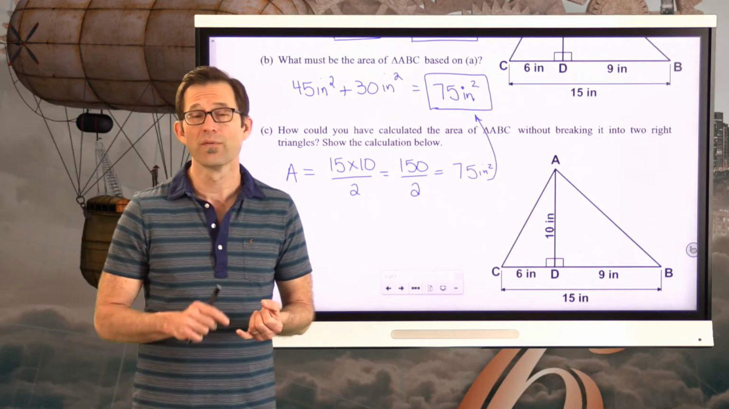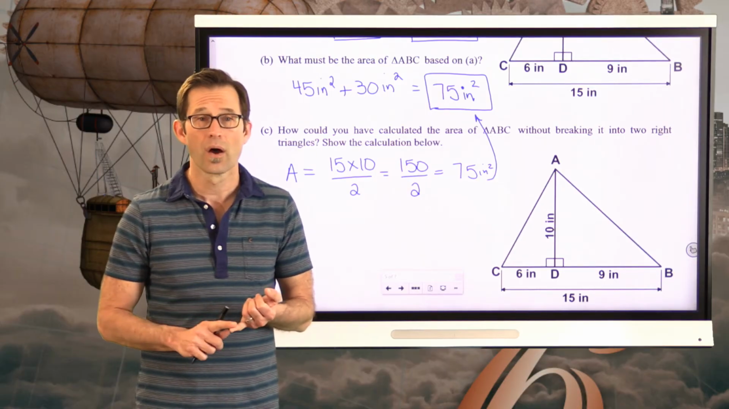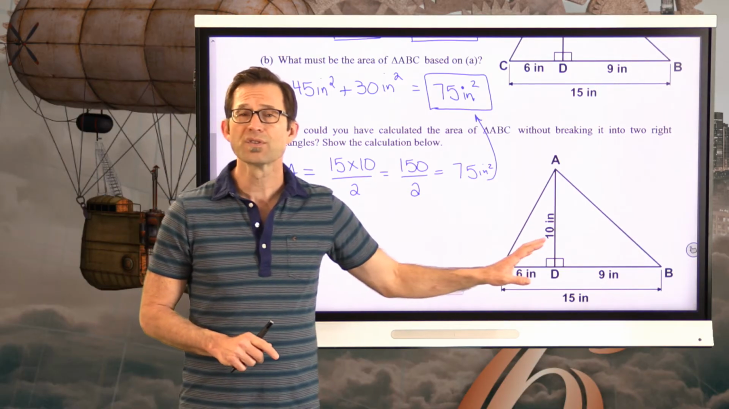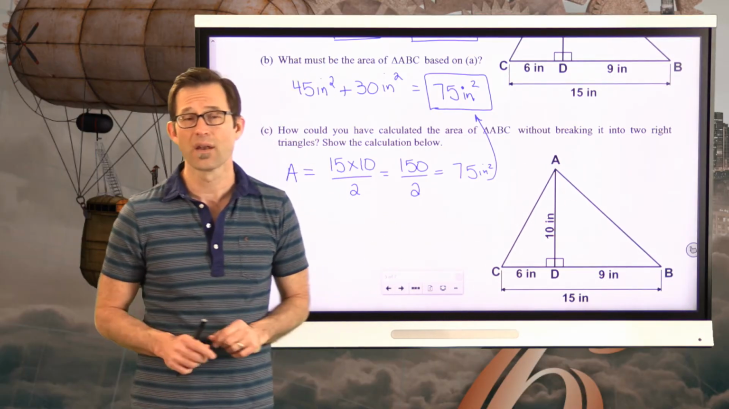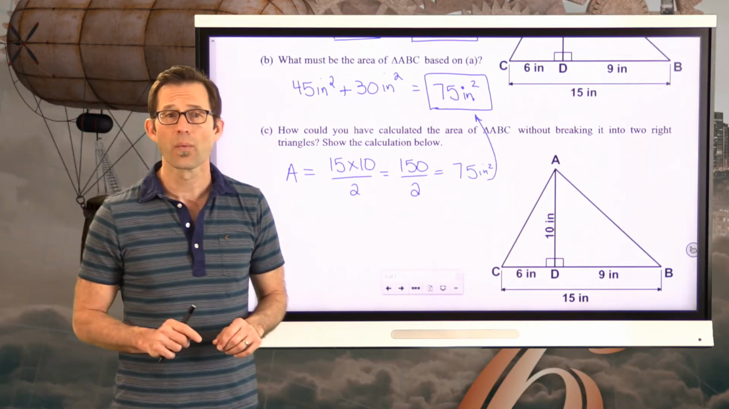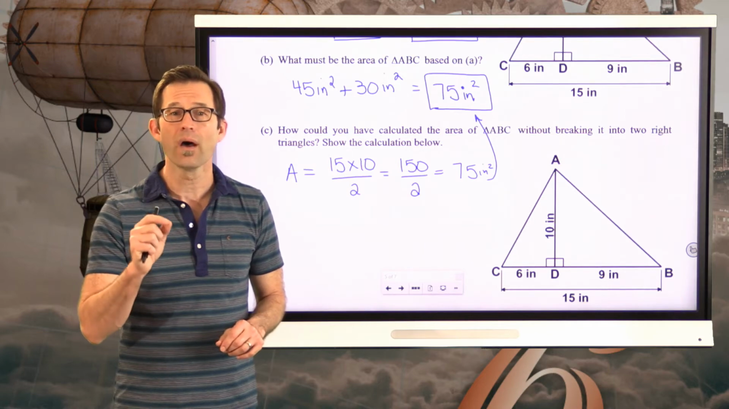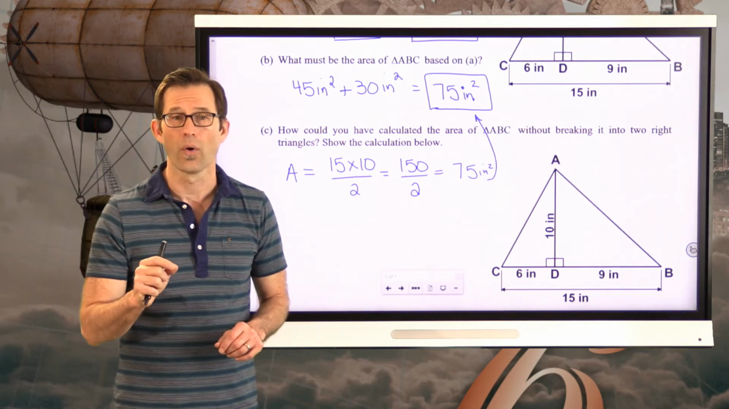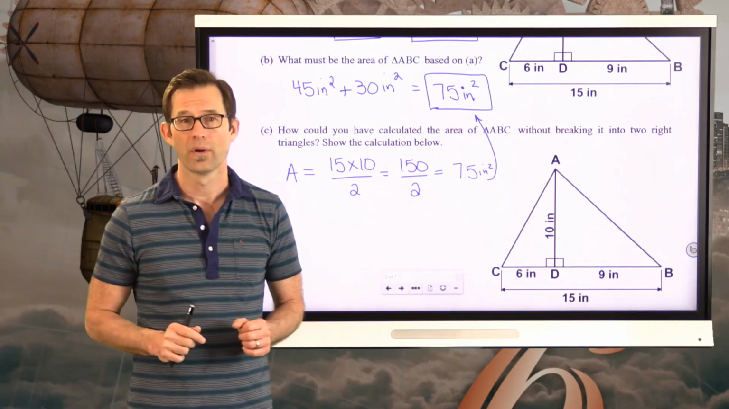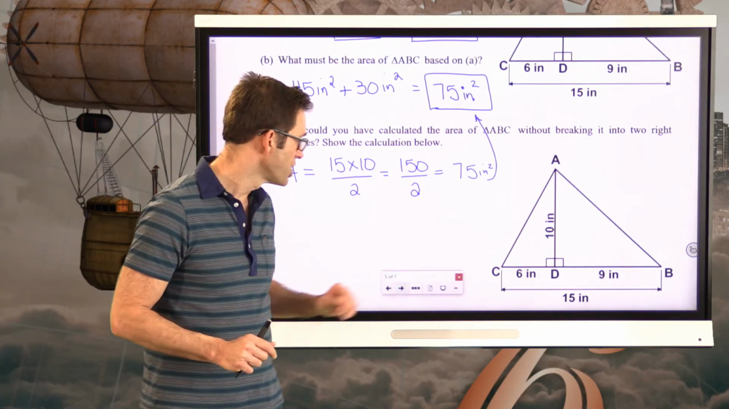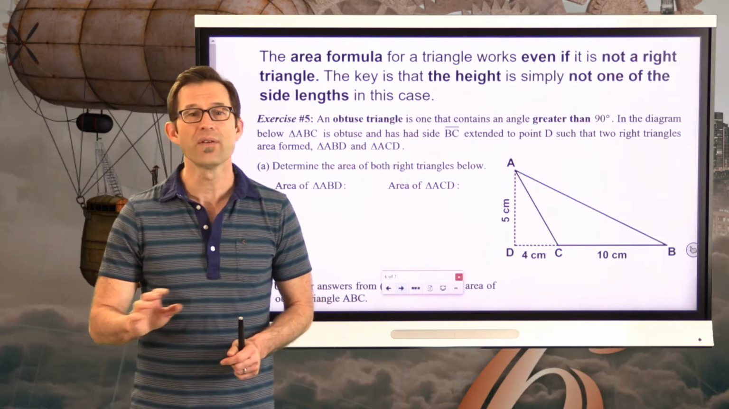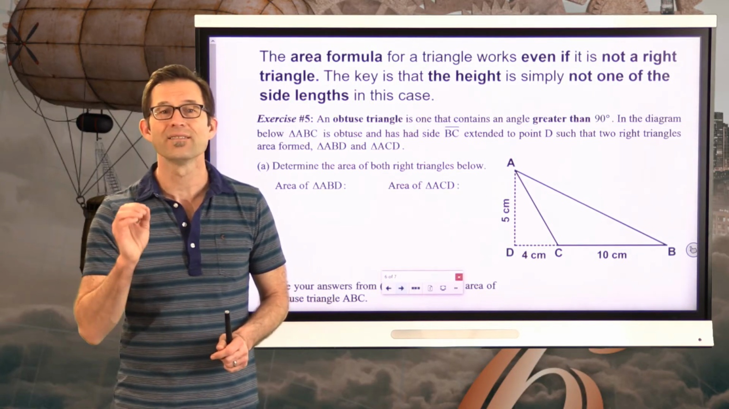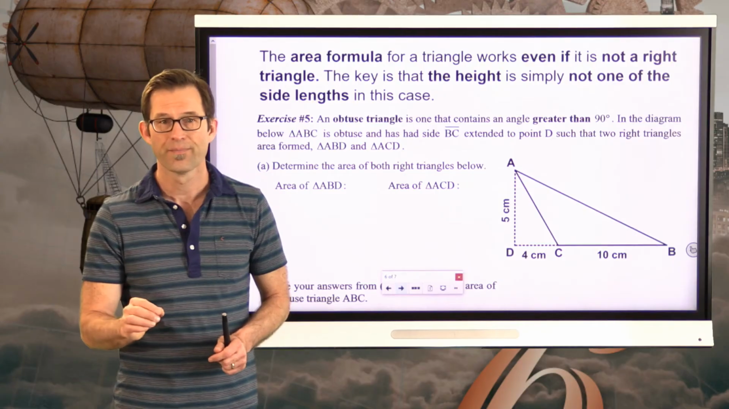So far what we've done is we've looked at a triangle that is a right triangle. This is what's known as an acute triangle. All the angles in ABC are less than 90 degrees. So the last thing that we're going to look at is the area of what's known as an obtuse triangle, one with an angle greater than 90 degrees. So let's check that out in the last exercise. The area formula for a triangle works even if it's not a right triangle. The key is that the height is simply not one of the side lengths.